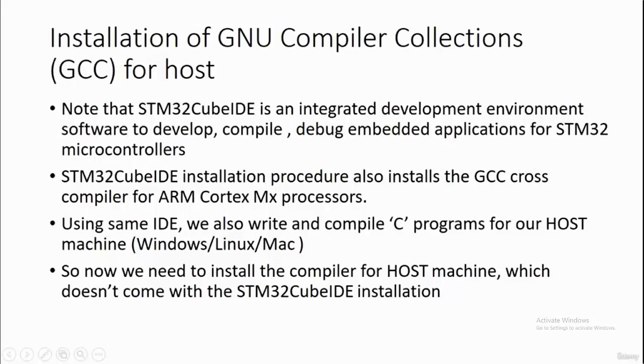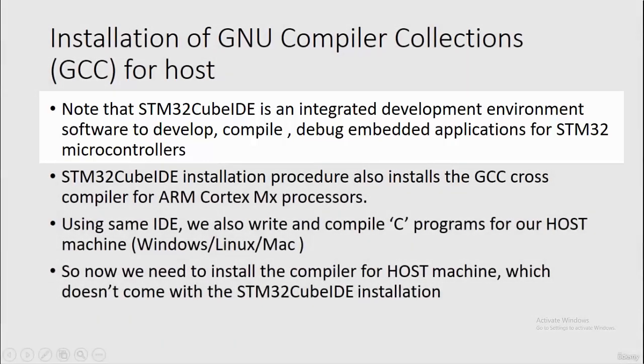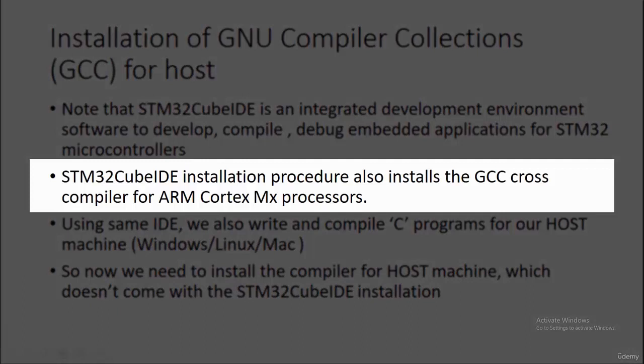So in this lecture, let's understand the installation of GNU Compiler Collection for the host. That means we are going to install the GCC compiler for the host. Note that the STM32Cube IDE, which we installed in the previous video, is an integrated development environment to develop, compile and debug embedded applications for STM32 microcontrollers. The installation procedure we carried out in the previous video also installed the GCC cross compiler for ARM Cortex-M processors, so you need not download any external cross compilers.